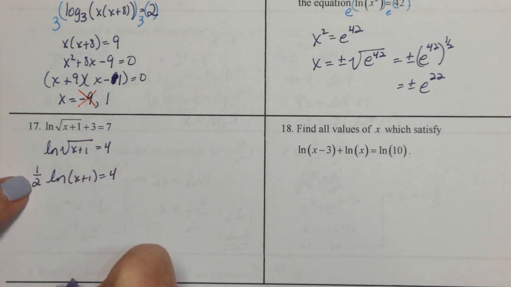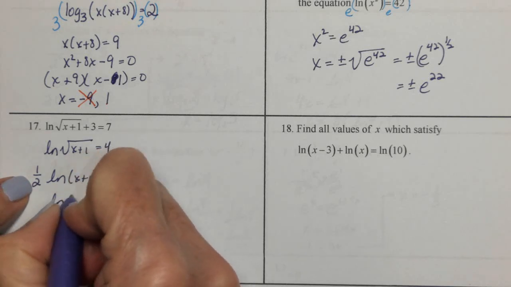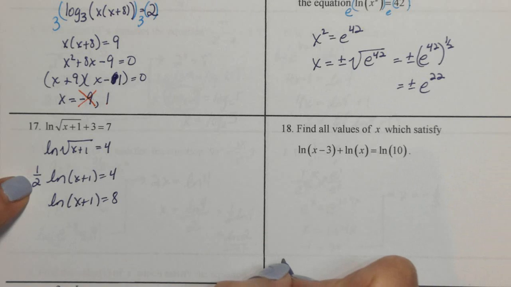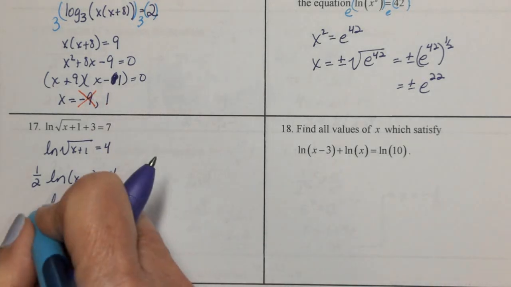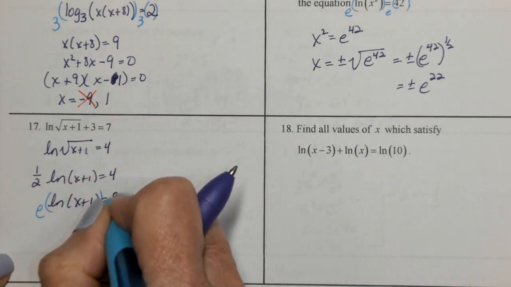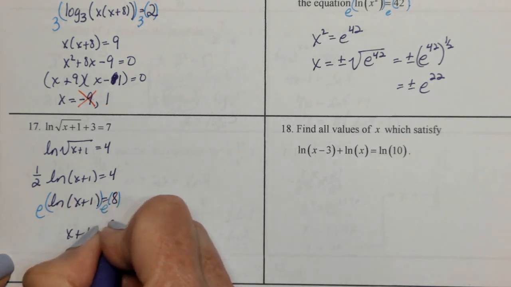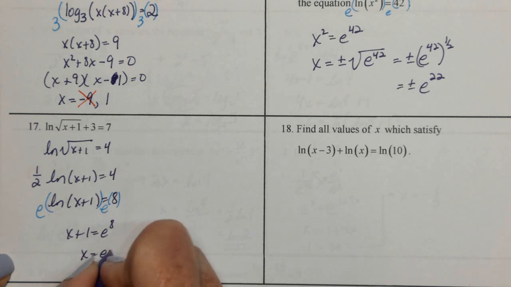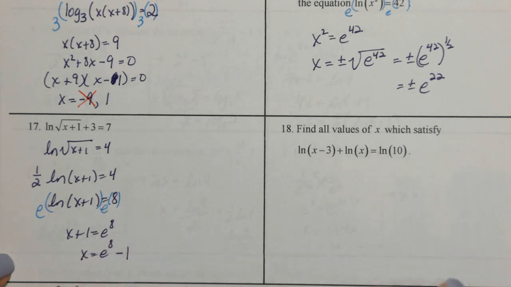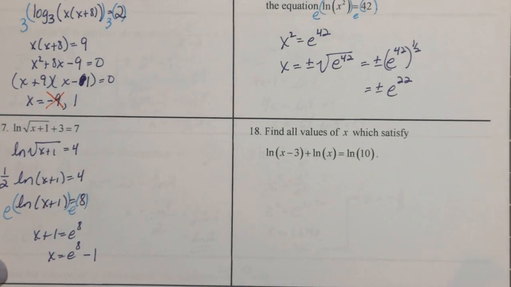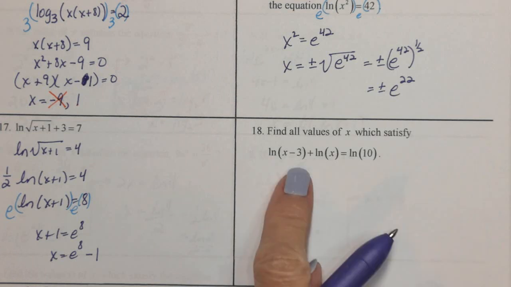And now I'm going to multiply both sides by 2. Time to e to both sides. I have x plus 1 is e to the 8, so x is e to the 8 minus 1. Okay? A couple more.